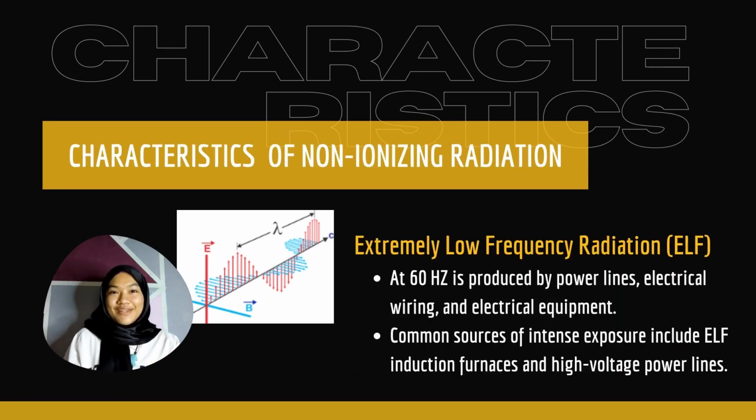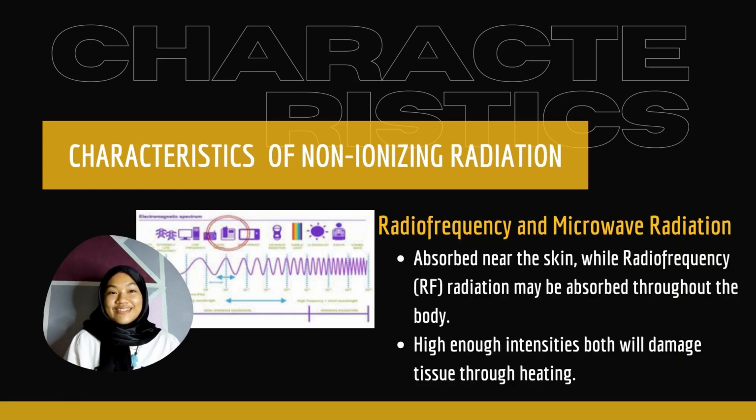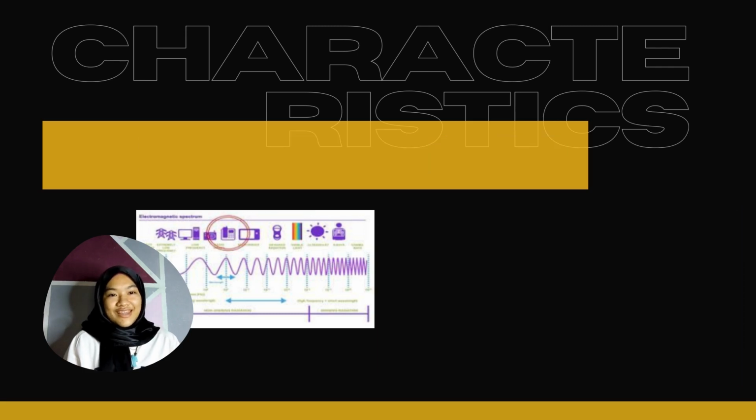The first is extremely low frequency radiation. Extremely low frequency radiation at 60 Hz is produced by power lines, electrical wiring, and electrical equipment. Common sources of intense exposure include induction furnaces and high voltage power lines. Secondly, radio frequency and microwave radiation. Microwave radiation is absorbed near the skin, while radio frequency radiation may be absorbed throughout the body. At high enough intensity, both will damage tissue through heat.